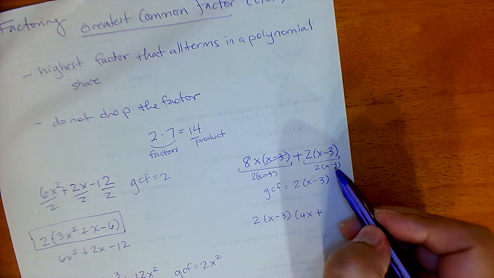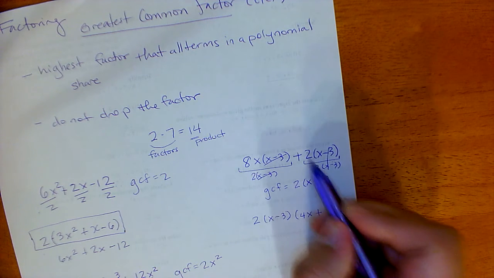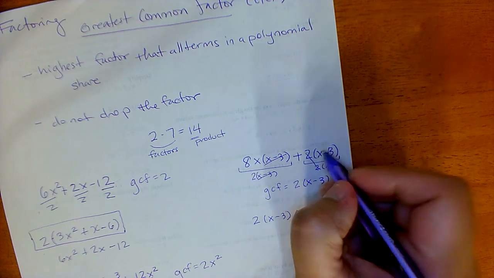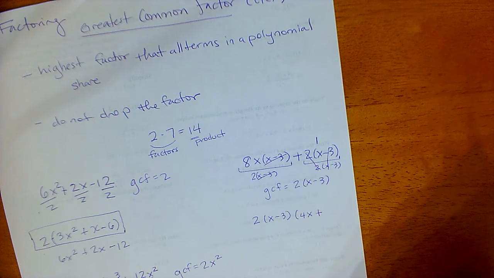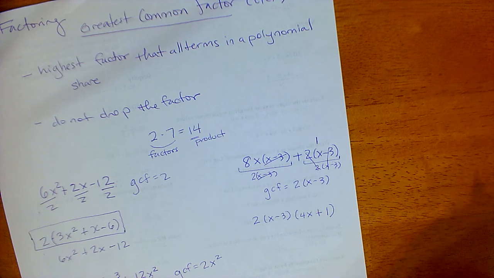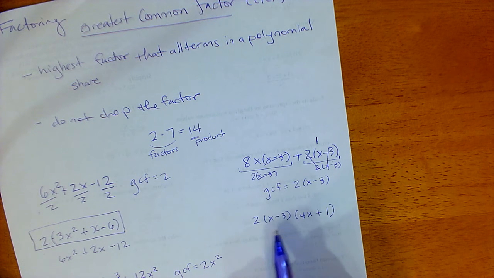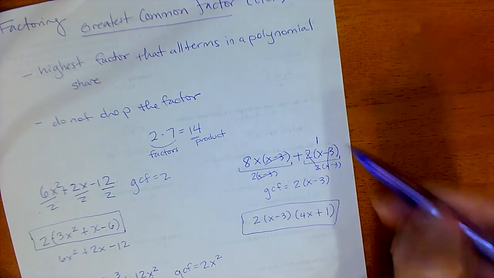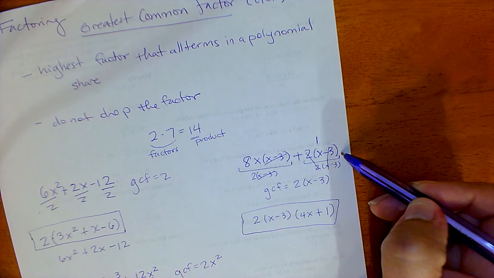And here, the x minus 3's cancel, the 2's also cancel. We can't just leave a blank space here. Even though these are canceling, technically we are getting left with a term of 1 here. So I would have a 1 there as its placeholder. So I'm going to have 2 times x minus 3 times 4x plus 1. And that's the complete factorization of this kind of messy polynomial they've given me over here.